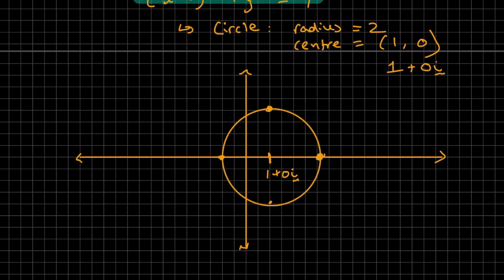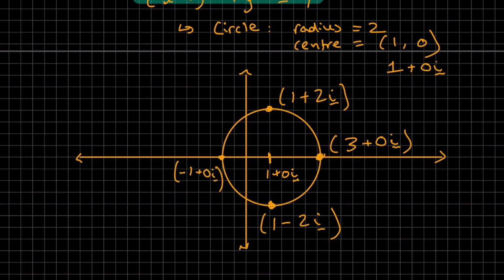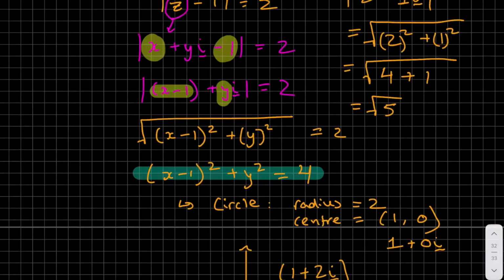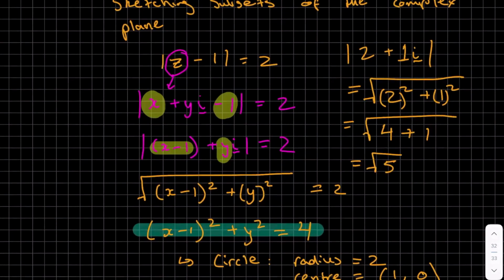Taking note of these points, this point here would be equal to 1 plus 2i. This point over here would be equal to 3 plus 0i. This point over here would be equal to 1 minus 2i. And this point over here would be equal to negative 1 plus 0i. Okay, so this was the first method that you can use to sketch a subset of the complex plane in the form of the modulus of z minus h equals r.